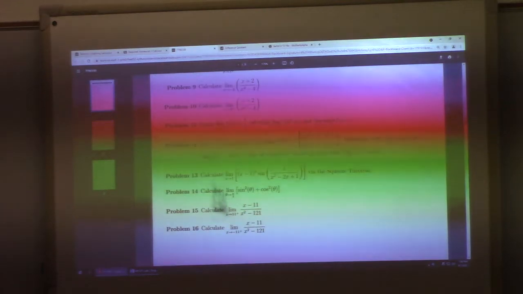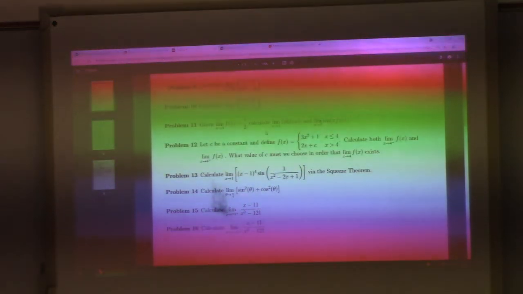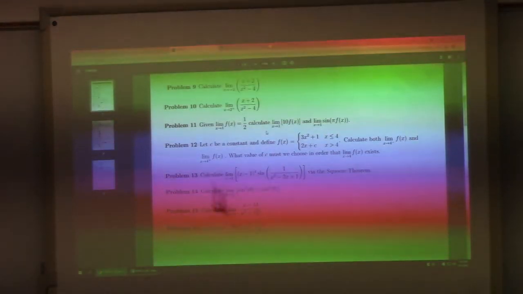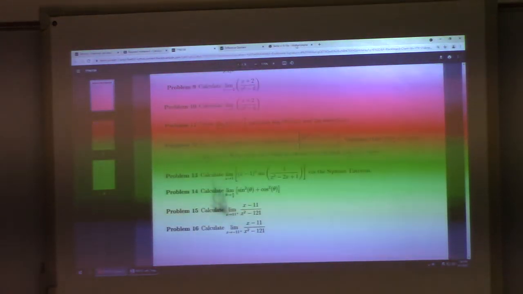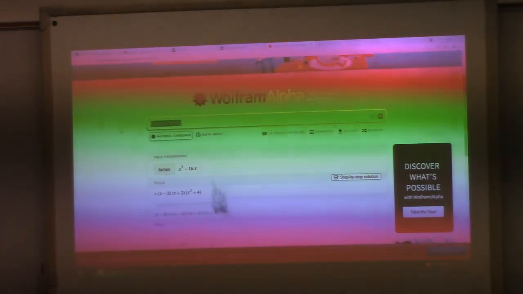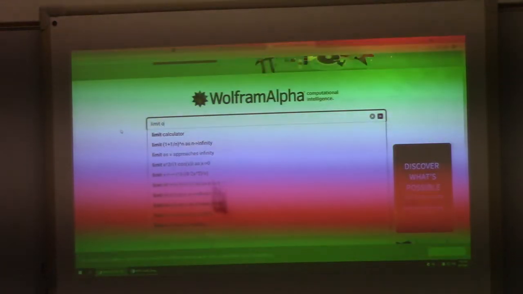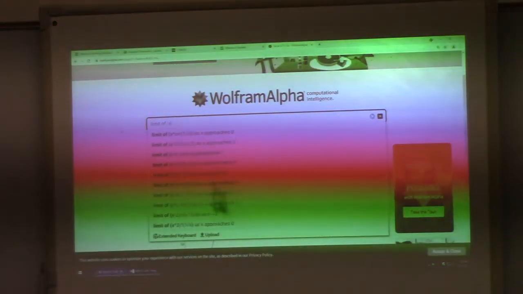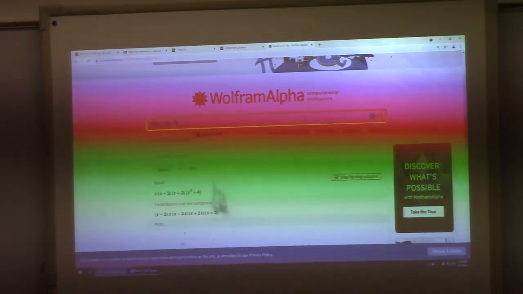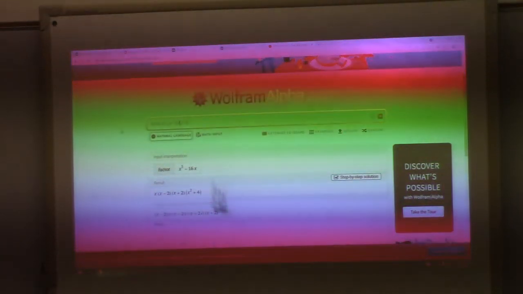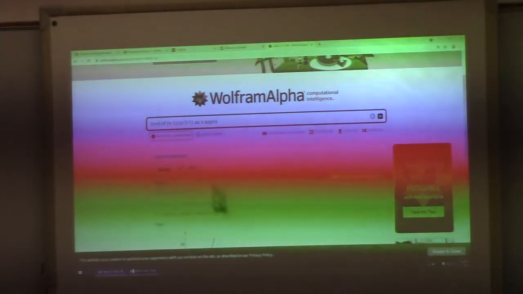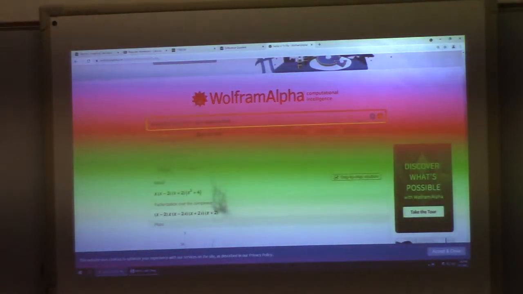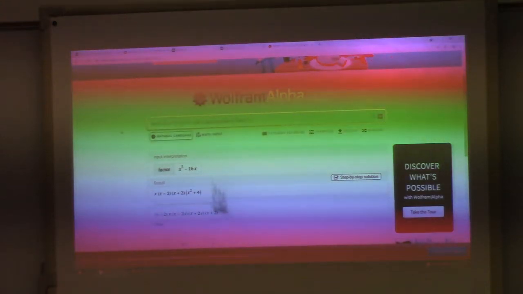Anyway, you can definitely double check all these limits with Wolfram Alpha. It's not hard. You can just try it out. Limit of x minus 1 divided by x squared minus 1 as x approaches 1 from the right.